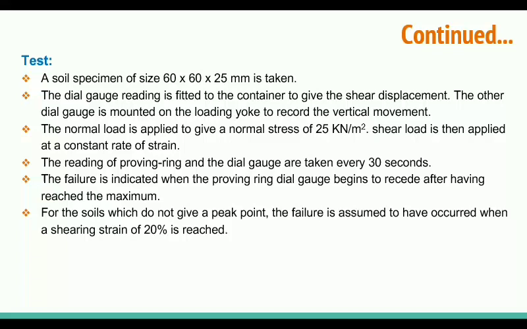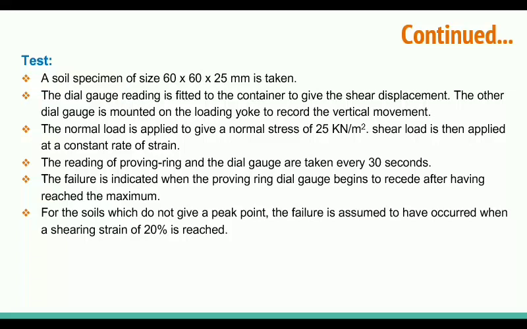This is very, very important, because in most loose soils you cannot get the peak value. In dense soil, you can get the peak value, so there is no confusion. But in the case of soil where you cannot get the peak value, what value will we take? Where will we assume that failure has occurred? We will assume that failure occurs at 20% of shearing strain.